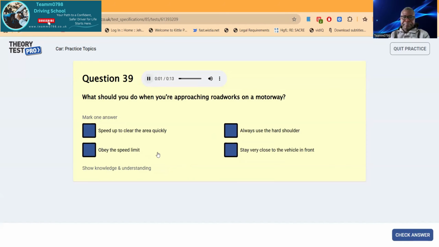What should you do when you're approaching roadworks on a motorway? Speed up to clear the area quickly. Always use the hard shoulder. Obey the speed limit. Stay very close to the vehicle in front. Staying very close to the vehicle in front is dangerous. Don't do that. Don't use the hard shoulder. Speed up to clear? No, that's dangerous. Obey the speed limit. That is important at the roadworks. Okay.